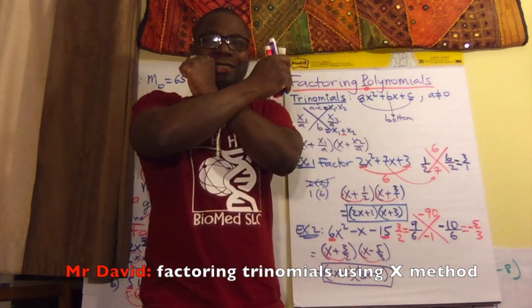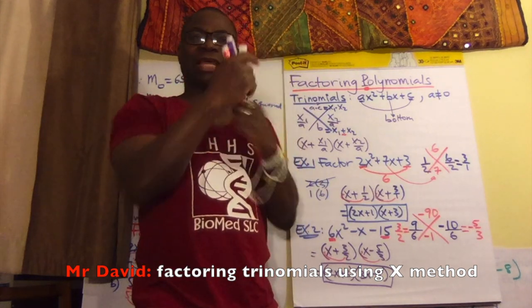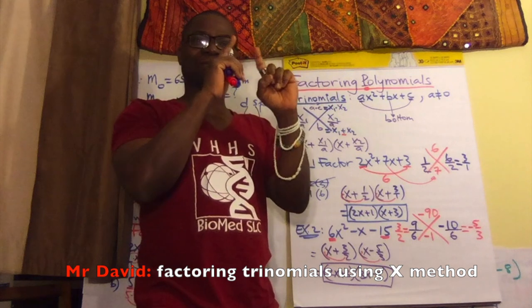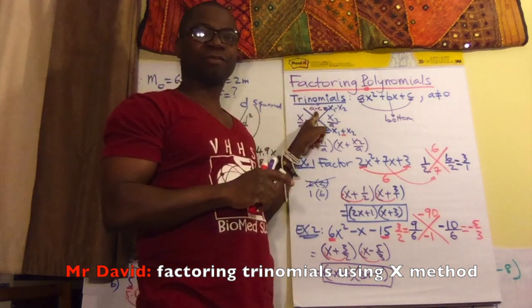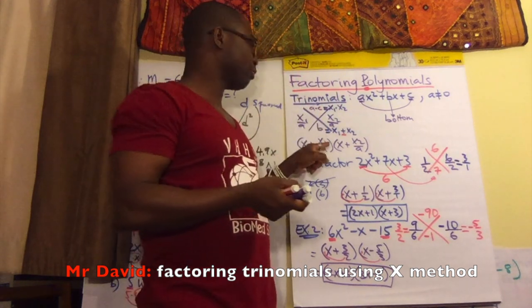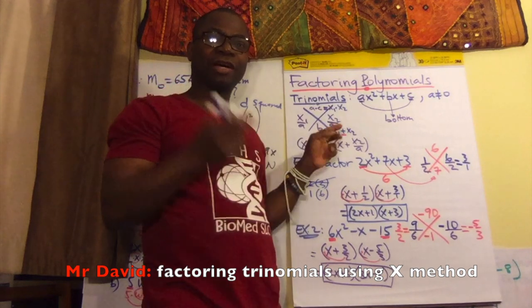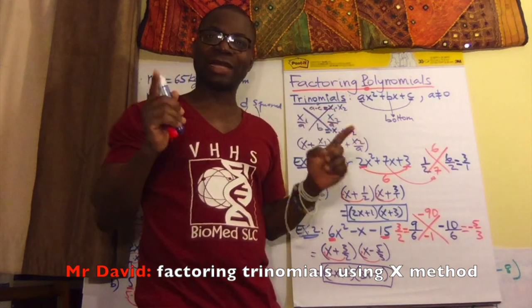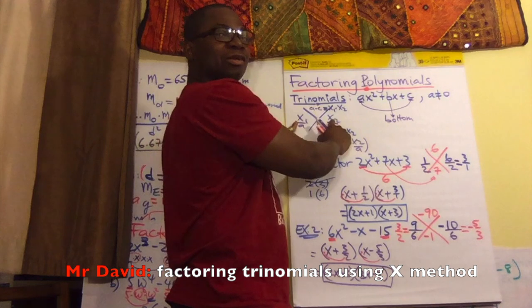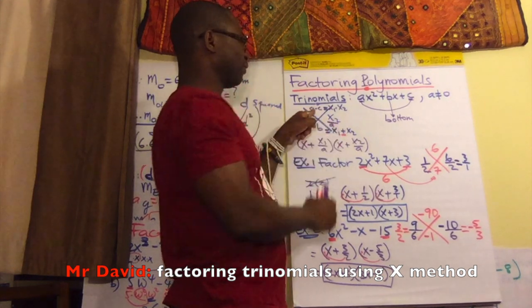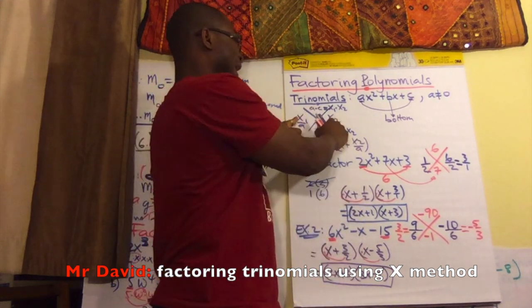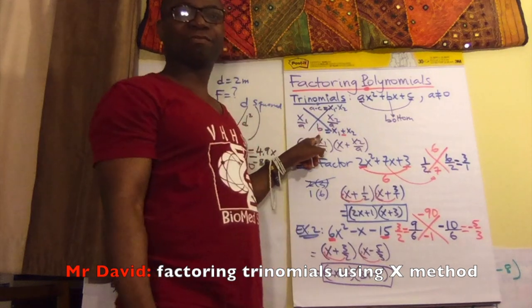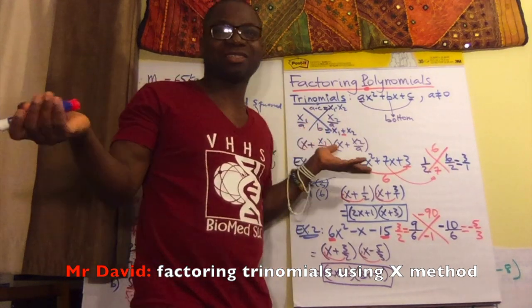Do your x. On top of the x, you multiply a and c. Right on top. At the bottom, you put b for bottom. Then you find your two magical numbers, x1 and x2, so that when you multiply, it gives you what is on top. When you add or subtract, it gives you the bottom. Once you find those two, the rest is easy.